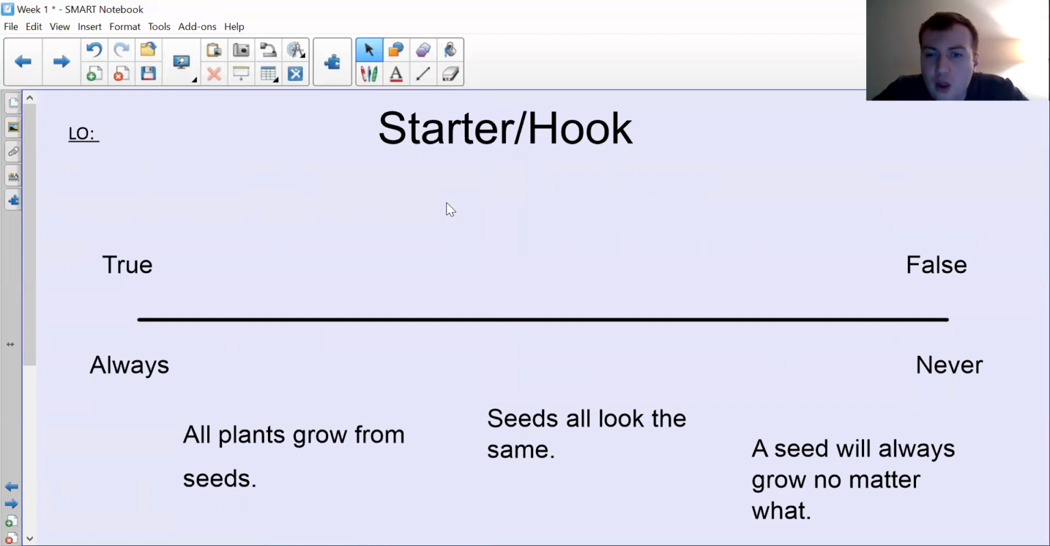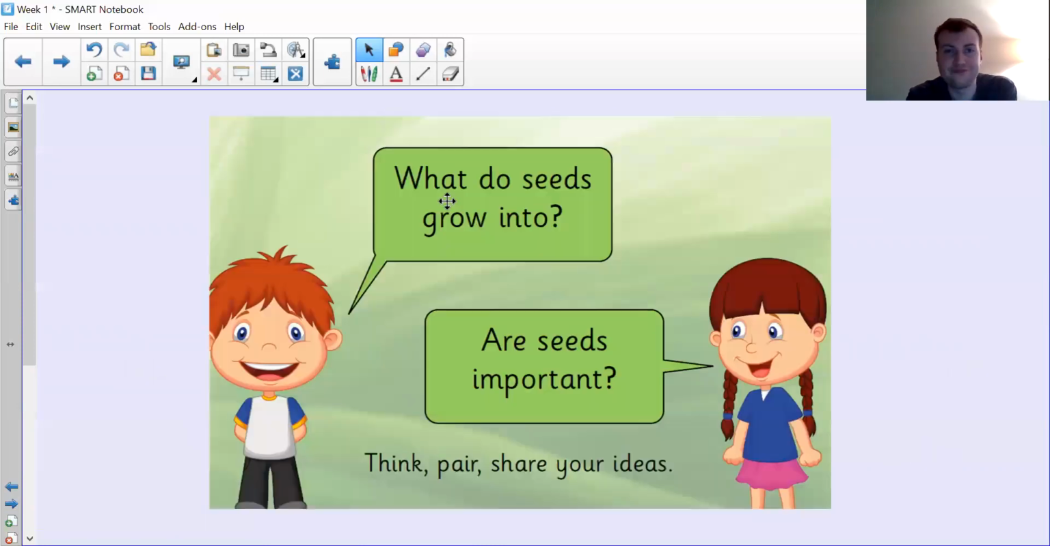A seed will always grow no matter what. Is that always true? Never true? Somewhere in the middle. Okay, hopefully we put never true. We've learned about this before. Seeds, which grow into plants, need certain things to grow. You need water, you need sunlight, you need soil. If I'm just holding a seed, it's not going to grow. It's not going to start growing in my hand into a sunflower or something. It needs to have the right conditions. So well done if you've got those correct.